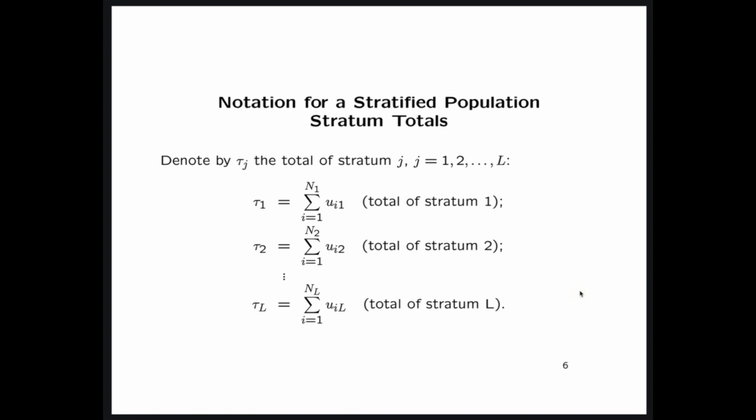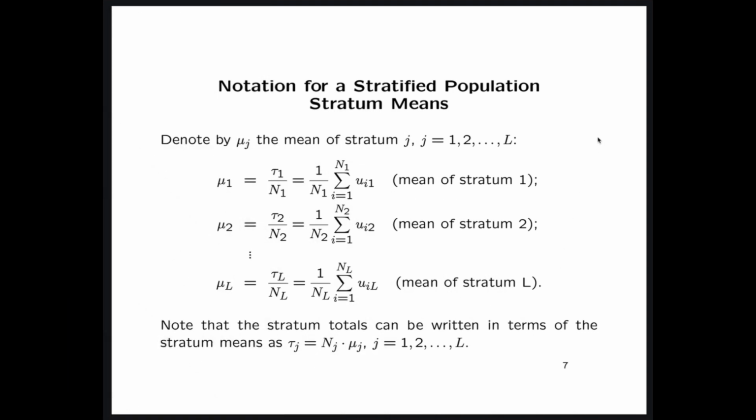Next, we will denote the stratum totals. Denote by tau sub j the total of stratum j, j going from 1 up to capital L. So tau 1 is the total of stratum 1, tau 2 is the total of stratum 2, and so forth up to tau sub L being the total of stratum L. And you can see here that we are just calculating these stratum totals by summing up the appropriate members from the various strata.